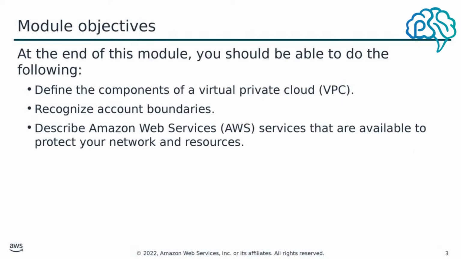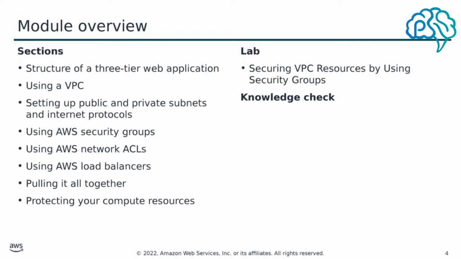And by the end of the module, you're going to be able to do the following things here: define the components of a virtual private cloud, also recognize account boundaries, and also describe Amazon Web Services that are available to protect your network and also the resources. So that's the agenda. And in terms of the overview here, you can see using a VPC, security groups, ACLs, using load balancers, etc.